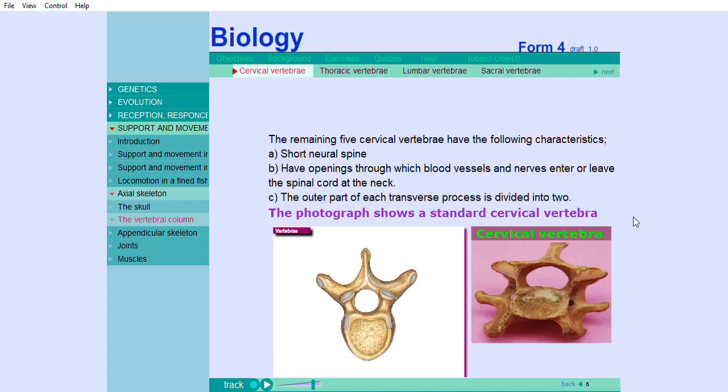The remaining 5 cervical vertebrae have the following characteristics. Short neural spine, openings through which blood vessels and nerves enter or leave the spinal cord at the neck, and the outer part of each transverse process is divided into two. The photograph shows a standard cervical vertebra.